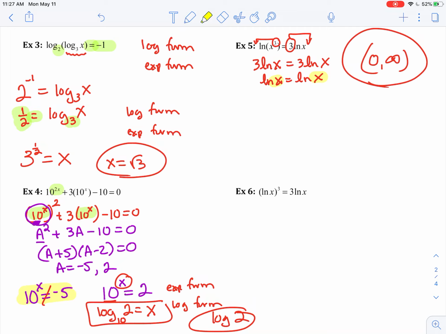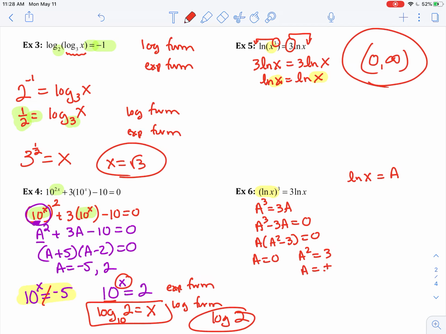On 6, now keep in mind it is the entire quantity that is being cubed, where on 5 it was only the x that was being cubed. So on 6, I could make a temporary substitution, and I'm just going to let my natural log of x equal a. This is the same thing as a cubed equaling 3a, or a cubed minus 3a equal to 0, if you're not liking those log terms. And if I just factor out my a, I know that either a is going to equal 0 or a squared is going to equal 3, which means a is going to equal plus or minus root 3 using zero product property and taking the square root of both sides on that right quantity term.